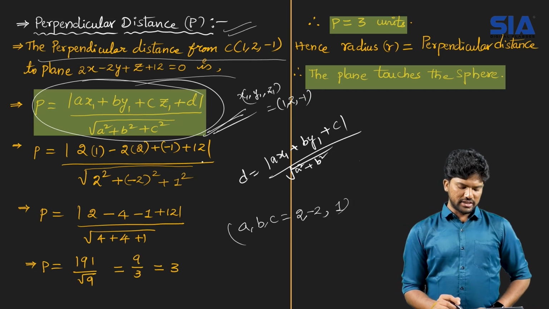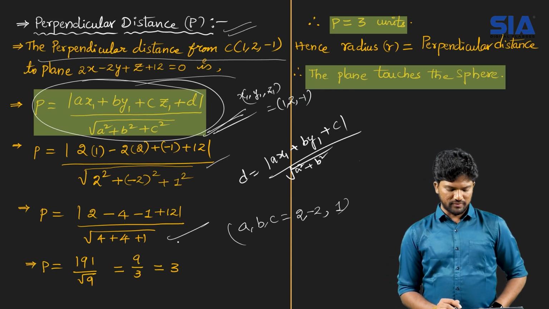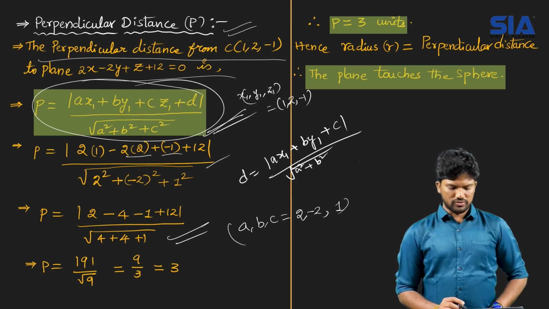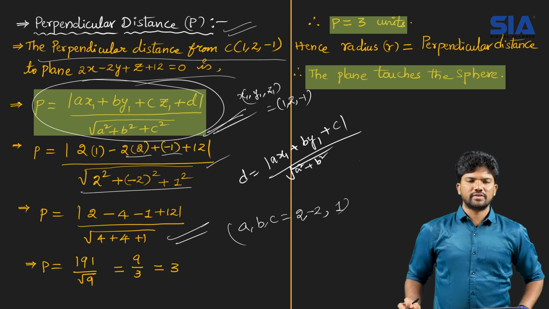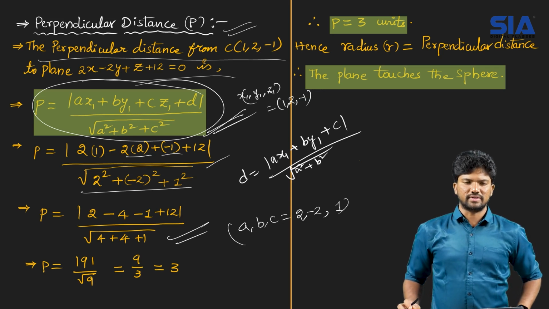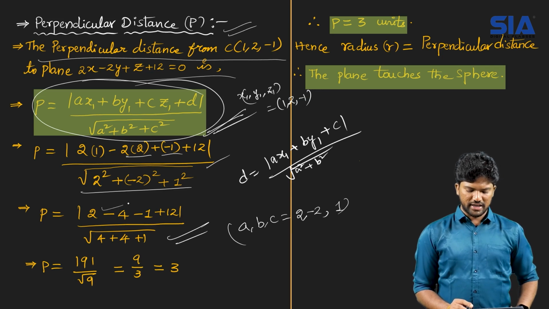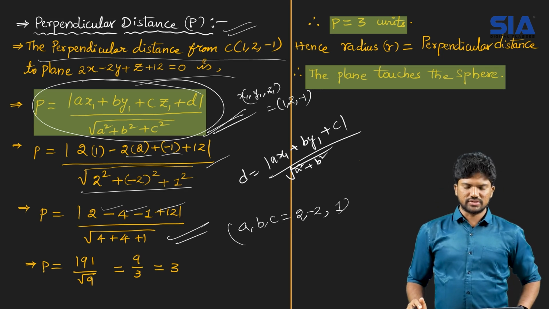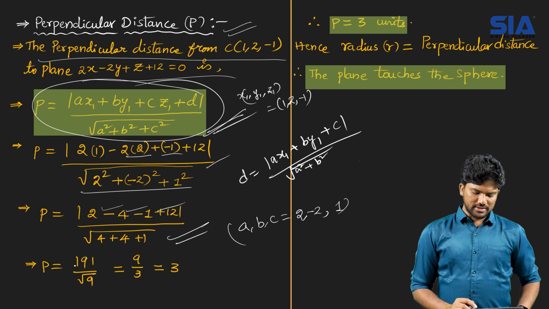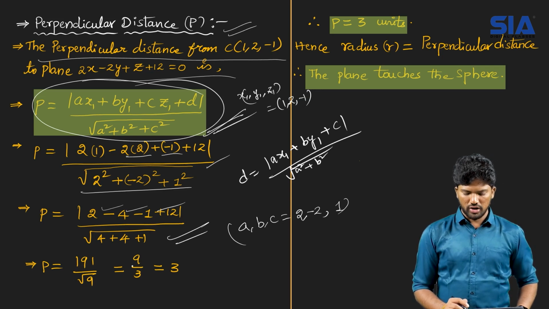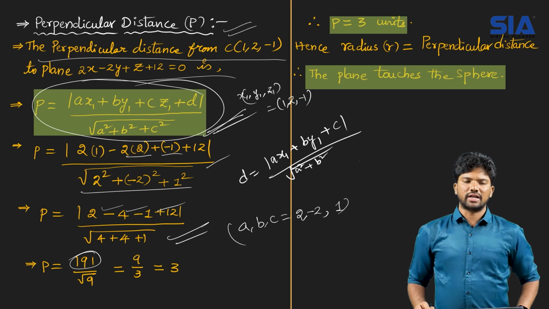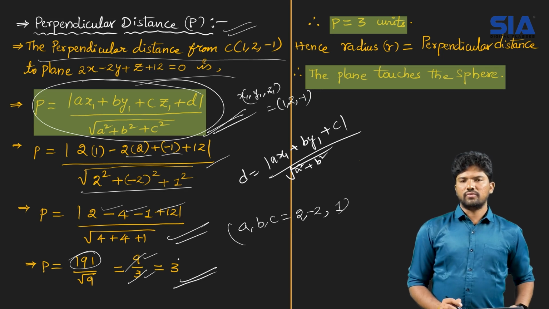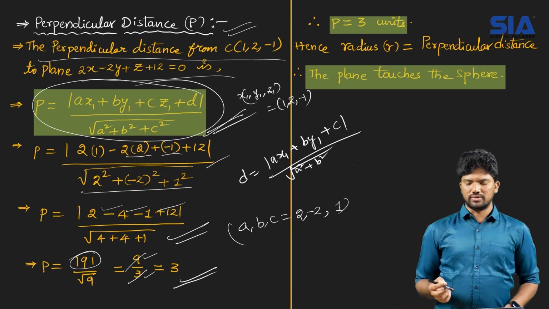Okay, so therefore p is equal to, substituting the corresponding values and simplifying, 2 into 1 minus 2 into 2 plus minus 1 plus 12, divided by the square root of a square plus b square plus c square, that is 2 square plus minus 2 whole square plus 1 square. So therefore p is equal to 2 minus 4 minus 1 plus 12, by root of 4 plus 4 plus 1, that is root 9. So the value is mod 9 by root 9. So therefore 9 by root 9 value is 3, because 3 3s are 9. So therefore we got the perpendicular distance value, small p is equal to 3.